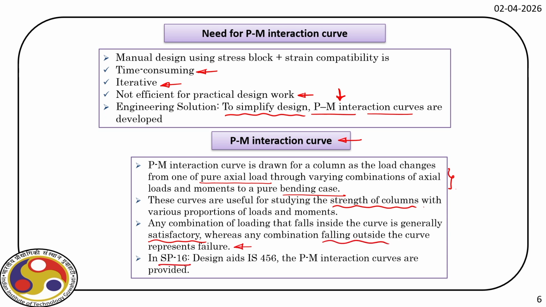Now, SP16 I showed you earlier, which is a design aid to IS456, provides this PM interaction curve for different cross sections and different steel combinations. If you recall, we'll see some example in a minute, but these design charts are already available in SP16.